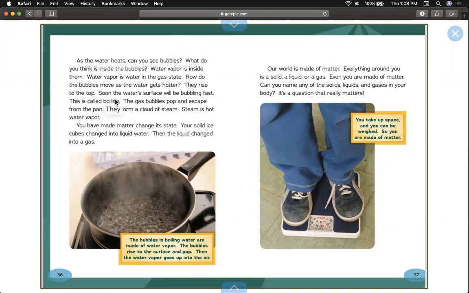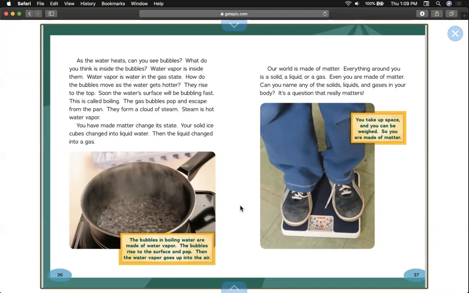This is called boiling. The gas bubbles pop and escape from the pan. They form a cloud of steam. Steam is hot water vapor. You have made matter change its state. Your solid ice cubes changed into liquid water, then the liquid changed into a gas. So you can see the bubbles in the boiling water are made of water vapor. The bubbles rise to the surface and pop. Then the water vapor goes up in the air.